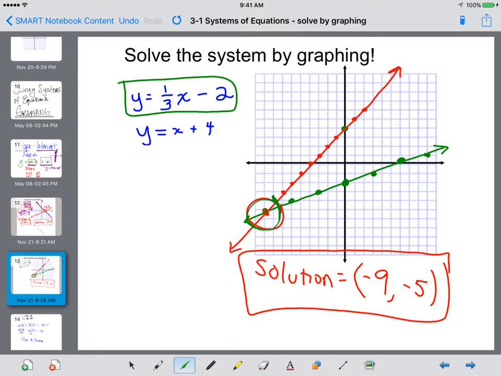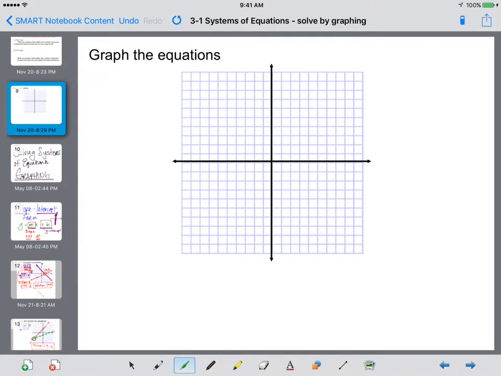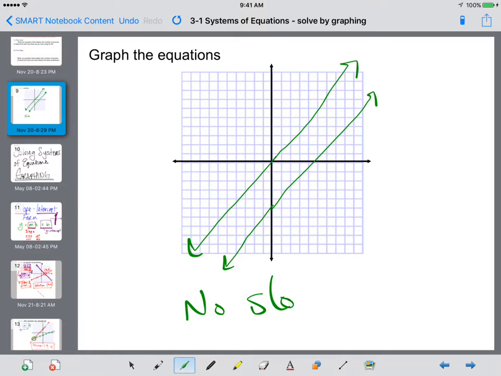Now keep in mind that sometimes we have a set of equations where the lines happen to be parallel, where they're never going to cross, meaning that their slopes are exactly the same. When they don't cross, remember that is when there is no solution.